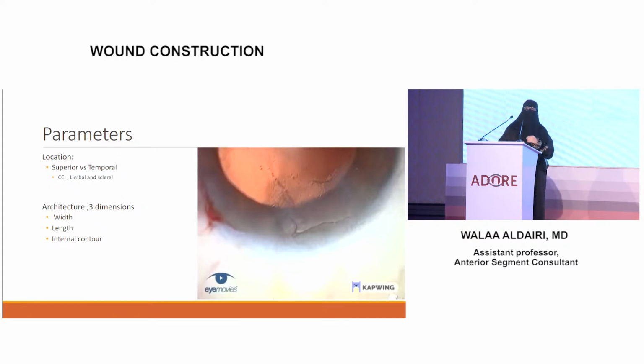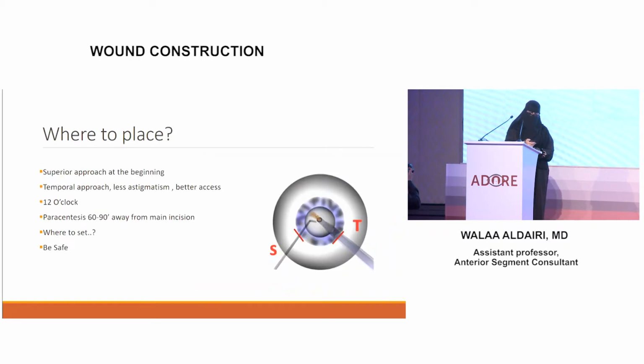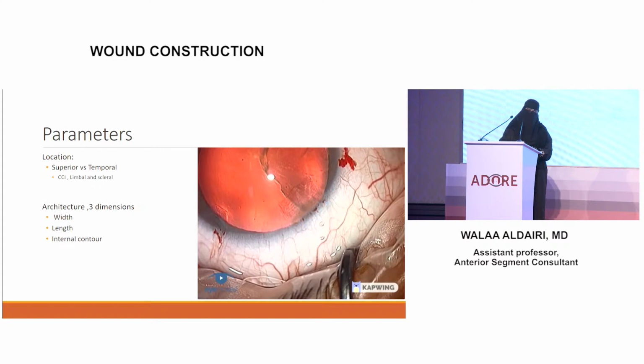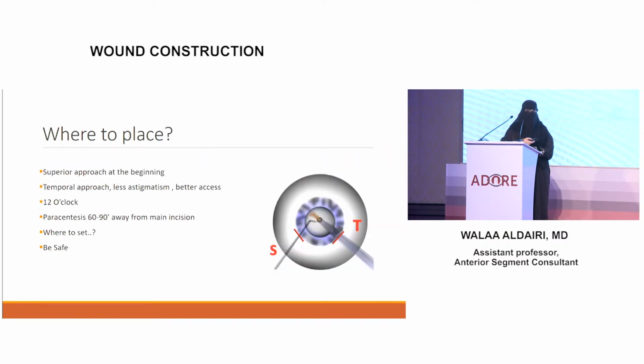Regarding the location, it can be superior or temporal, it can be corneal or limbal, and regarding the architecture, it's going to have three components: the width, the length, and the internal contour. So this is the width, this is the length, and this is the internal contour. So, where should I place my wound? Is superior better or is temporal better? Actually, each one has its pros and cons.